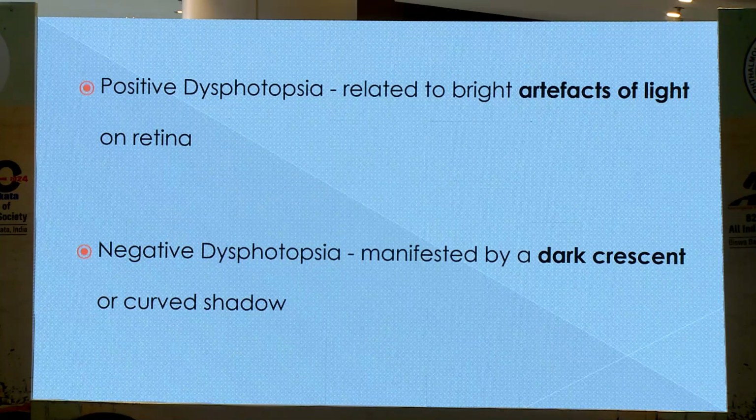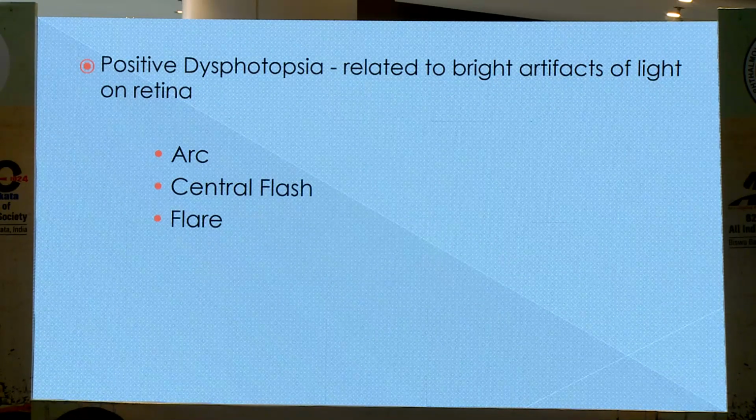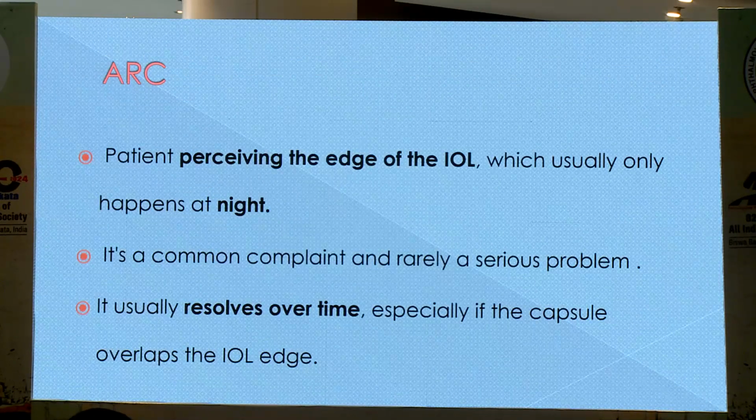There should be other symptoms which we can't attribute to anything else. Positive dysphotopsia is when the patient complains of seeing excess light, extra light. Negative is when there is a dark shadow. There can be different types of positive dysphotopsia. The common ones are the arc, which is when the patient perceives the edge of the IOL. This happens with a bigger pupil size, therefore after evening.